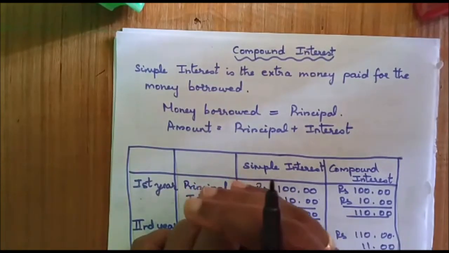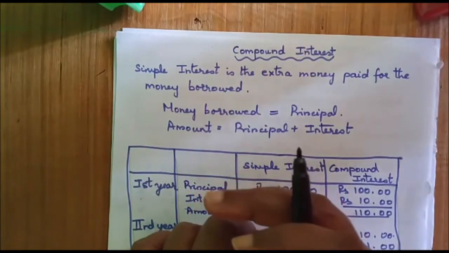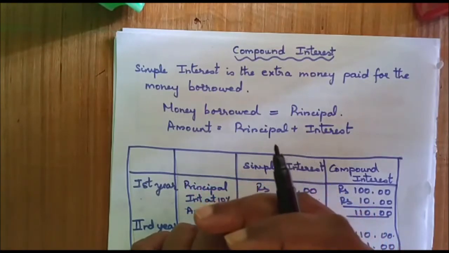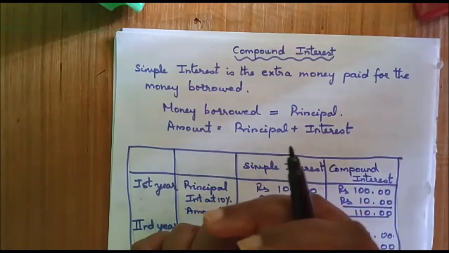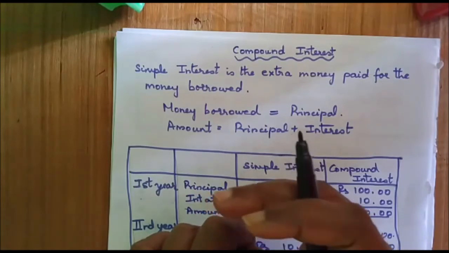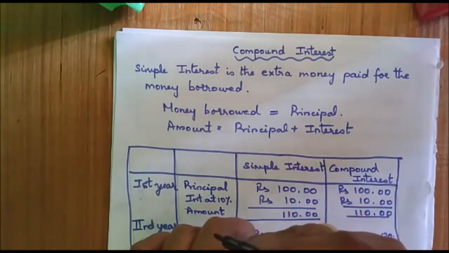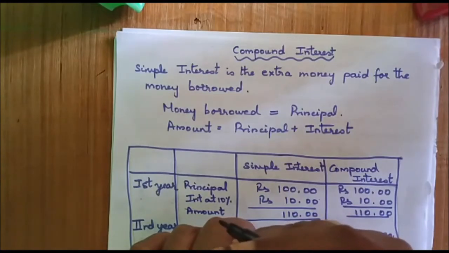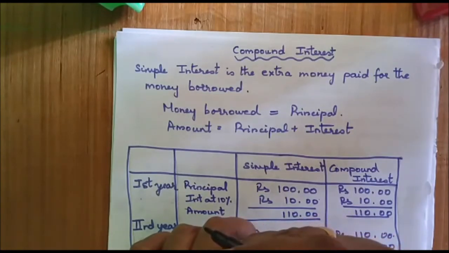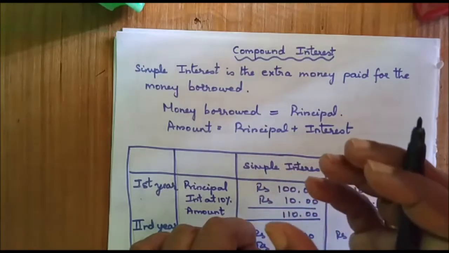Now what is interest? When you borrow some money, say you borrow 10,000 rupees from a bank, this 10,000 rupees is called the principal. When you repay the loan, you repay it along with some extra money. That is called the interest. You repay the amount, which is nothing but principal plus interest, that is 10,000 plus an interest.